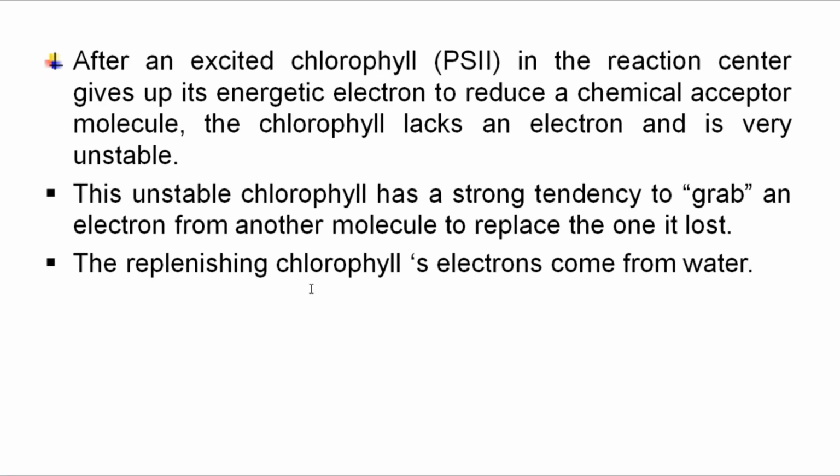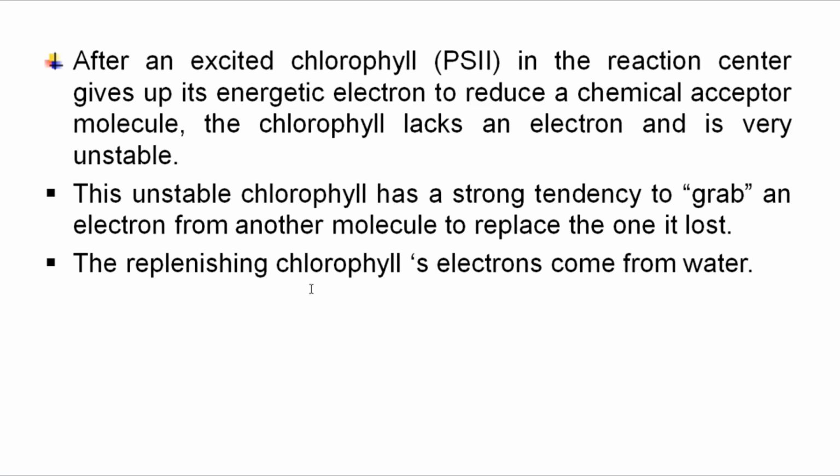Good. After an excited electron, photosystem 2 in the reaction center gives up its energetic electron to produce a chemical acceptor molecule. Yes, photosystem 2 or the excited chlorophyll loses its electron and gives that electron to what? To the primary electron acceptor. So the chlorophyll lacks an electron and it's very what? Unstable, because it is found in an excited state. It lost an electron. It lacks an electron, so it became what?